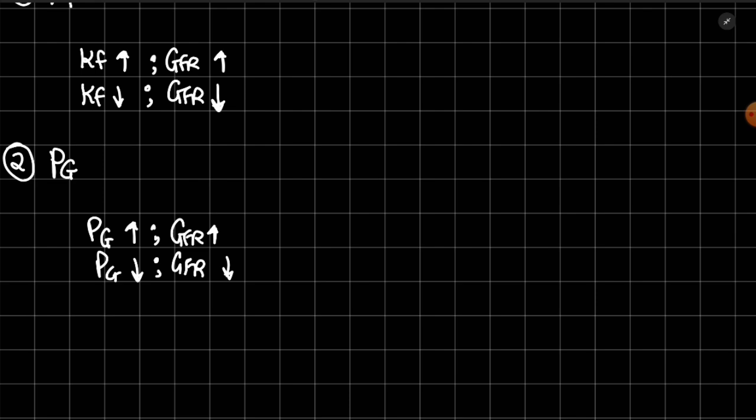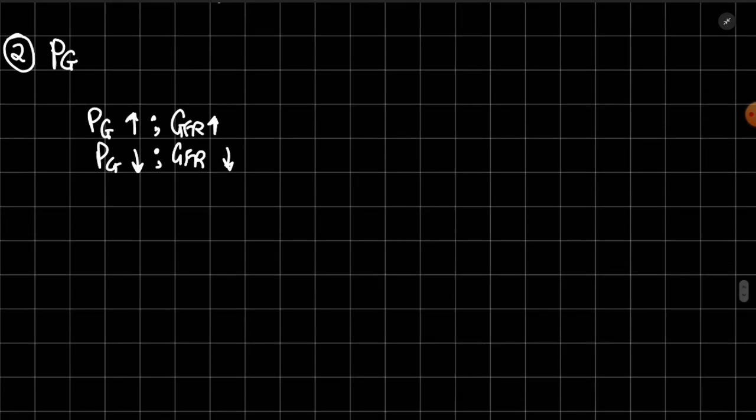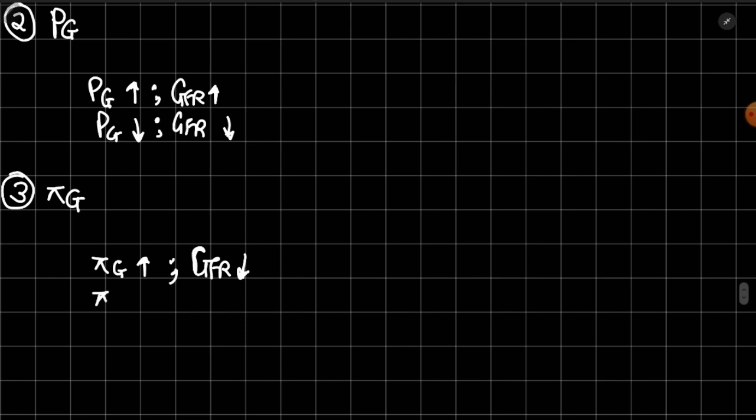Then I write the second pressure, basically as pi G, the Bowman's capsule hydrostatic pressure. It is directed from the Bowman's capsule to the capillary, so if pi G increases, the GFR automatically decreases. And if the pi G decreases, the GFR increases.